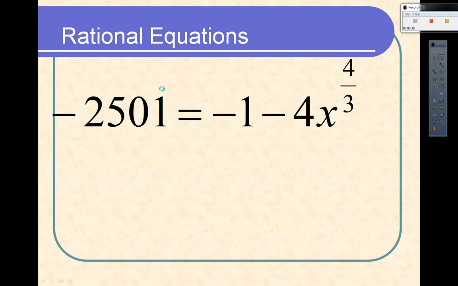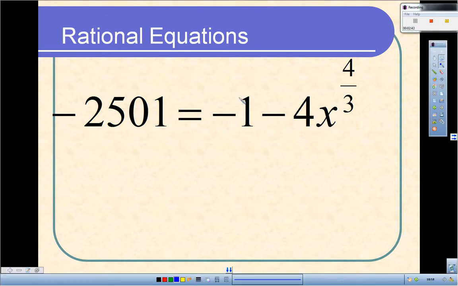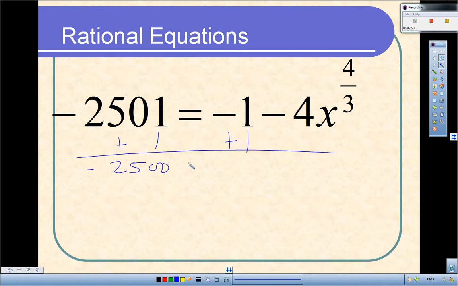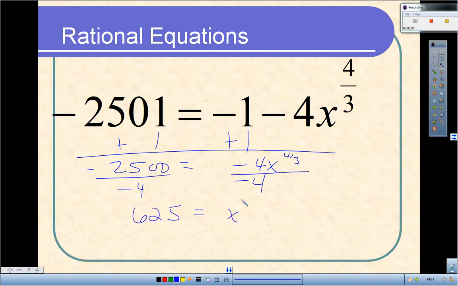Alright, for the next one, notice that my variable is x. There are no parentheses, so I need to isolate my variable. So the first thing I'm going to do is add 1, and that gives me negative 2,500 is equal to negative 4x to the 4/3. The next thing I'm going to do is divide by negative 4. And so a negative 2,500 divided by a negative 4 would give me 625. So I get 625 is equal to x to the 4/3.